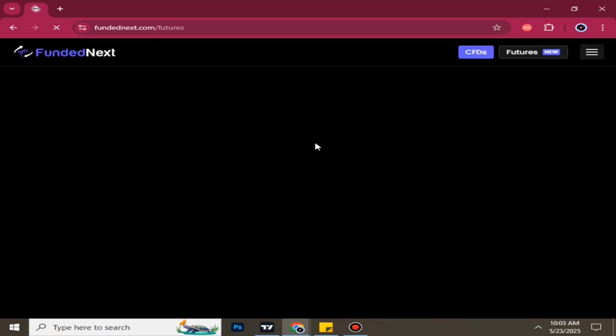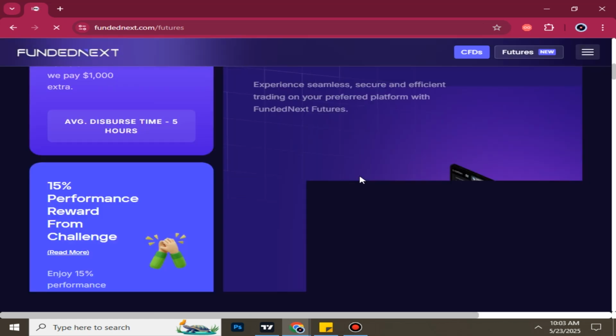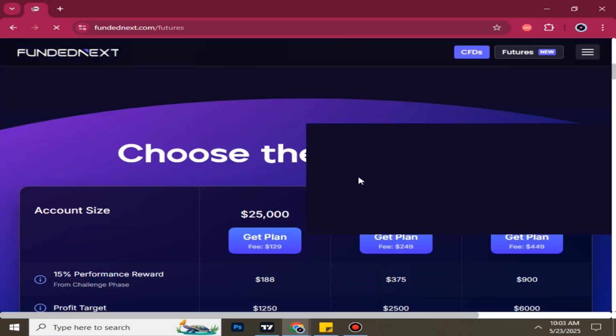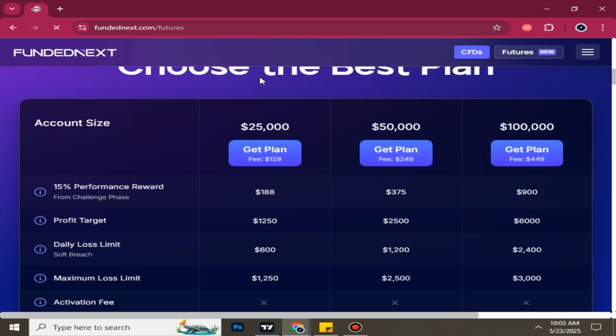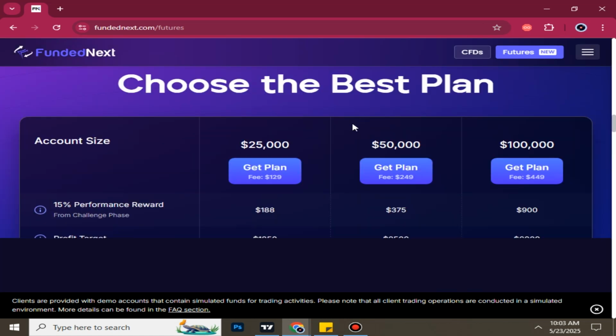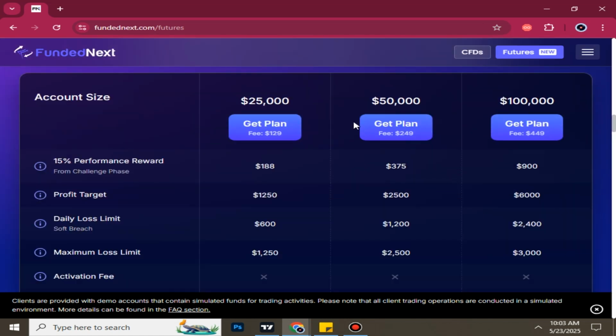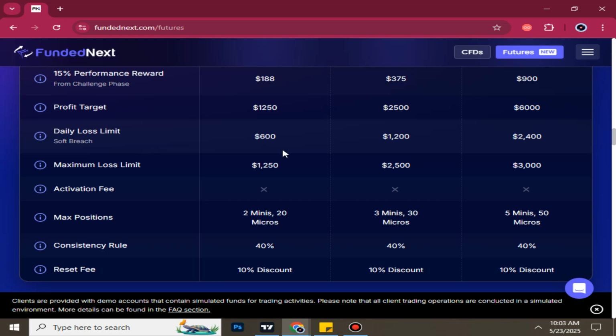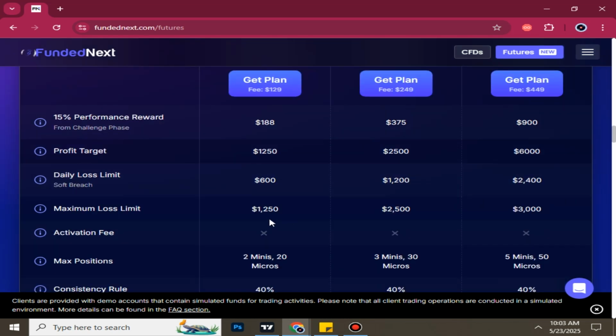Real quick, let me just show you what I'm talking about, and head over to futures over here. Let's scroll just a minute. Right here. Now for the first one, it starts from $25,000, goes for $129, right? Now we have a 15% performance reward, that's 188. Profit target is $1,250, that's like 6%. Daily loss limit $600, and maximum loss limit $1,250, 3%. Is that right? 6%, I believe so.